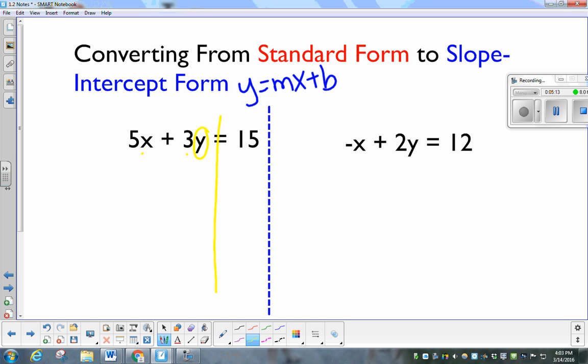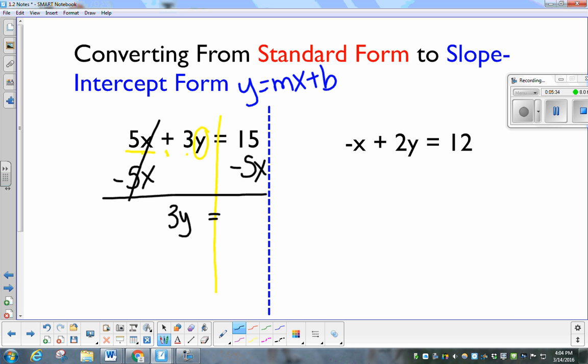So I'm going to move the 5x first because he's being added. Okay? I'm going to move the 3 later because he's being multiplied by the y, and y is the person who wants to be all alone. So I'm going to subtract 5x from each side. 5x minus 5x is 0. On this side, I'm left with 3y. Got my equal sign here.